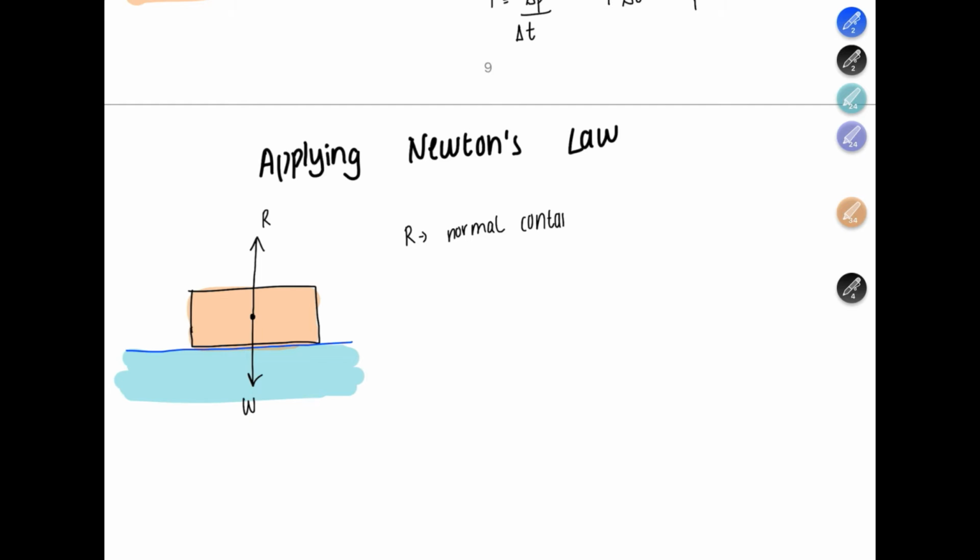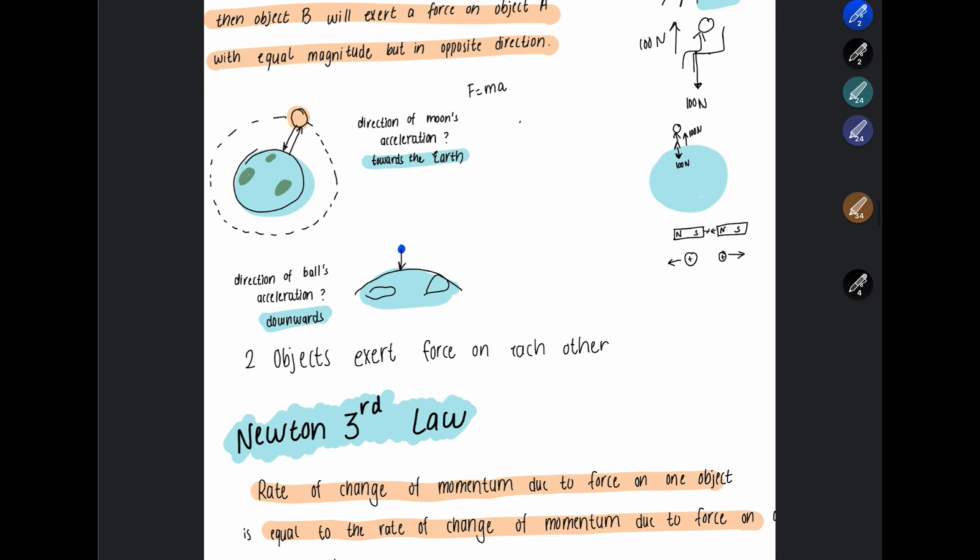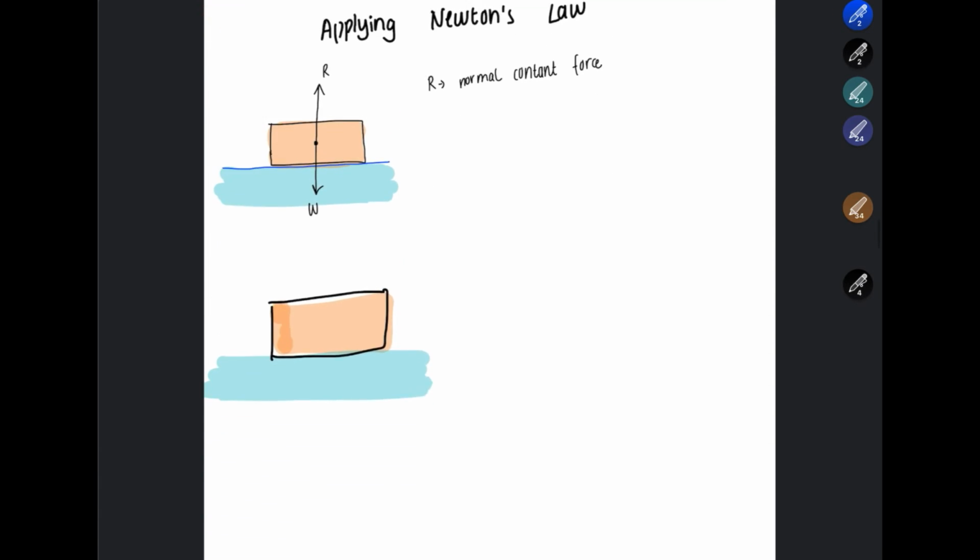Basically, any object which is in contact with another object has a contact force, and it is normal because it acts at 90 degrees, or perpendicularly, to the plane of contact, which is between the book and this table or surface. Now this book is resting because the value of weight equals the value of R. Now it's very easy to confuse this with Newton's third law. They may think that, okay, these forces are equal and opposite to each other, but it's important that it's two objects that are exerting forces on each other when you're considering Newton's third law.